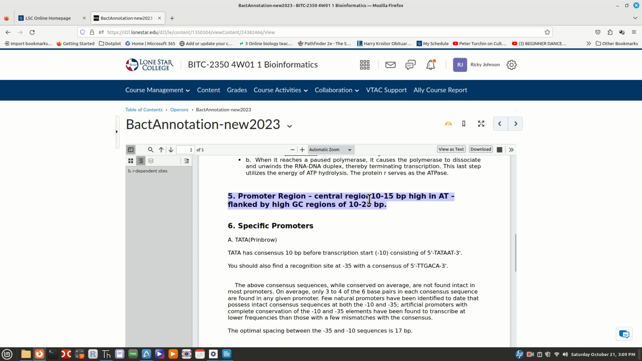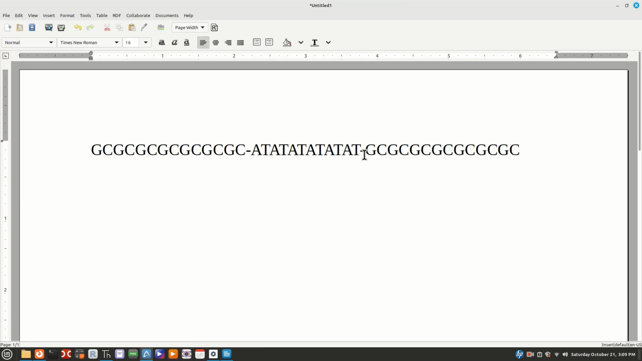high AT by about 10 to 15 base pairs, but each region on either side of that high AT region will be a high GC region. The middle one will be 10 to 15, and then the outer ones might be a little longer, 10 to 20. So I've made a fake one here. This would be the perfect example. Here is our high AT of 10 or 12 ATs, and here is 14 or 15 GCs on either side.